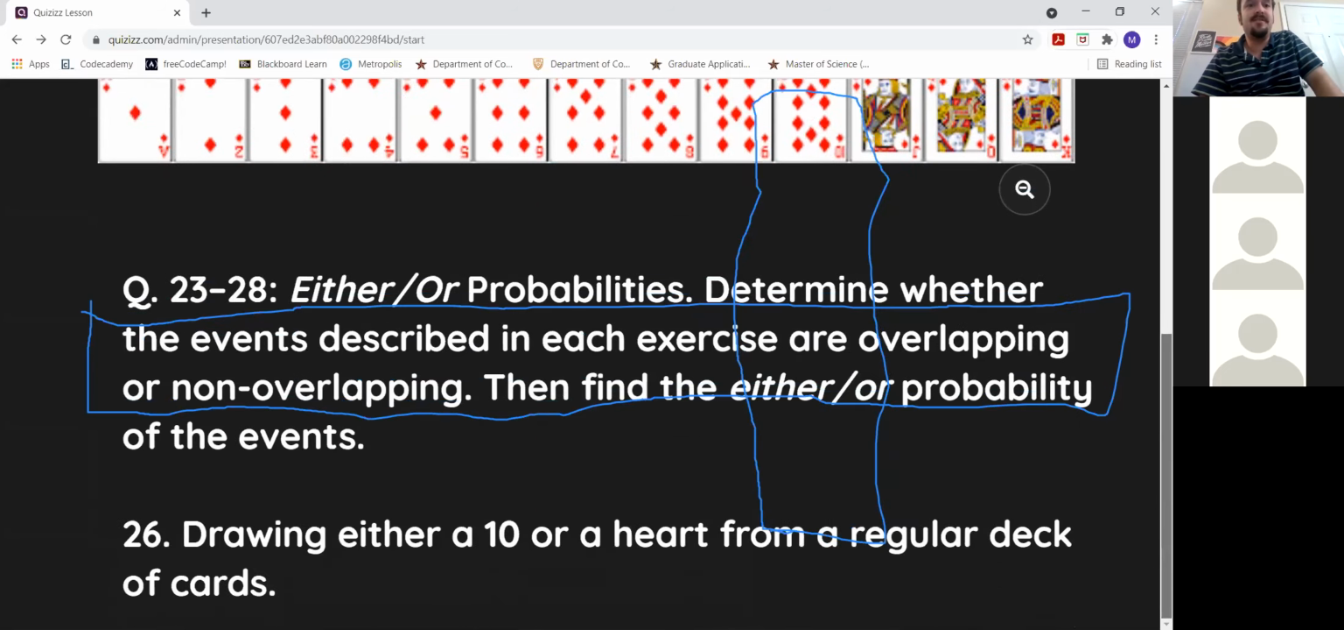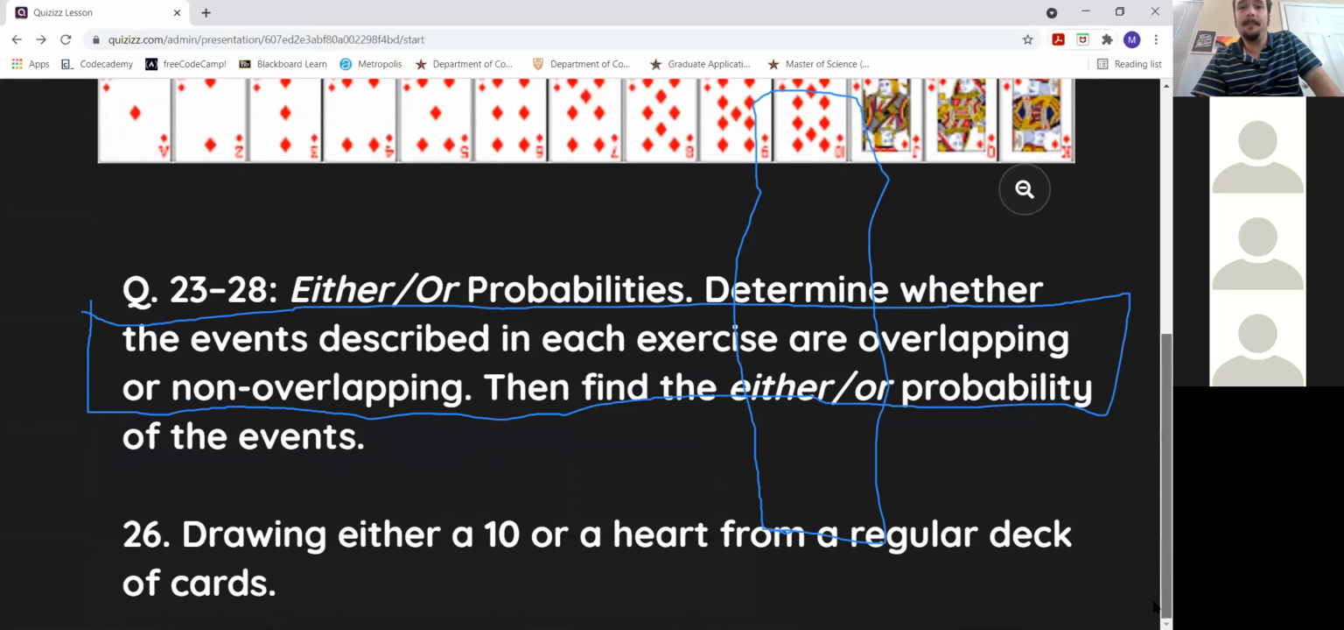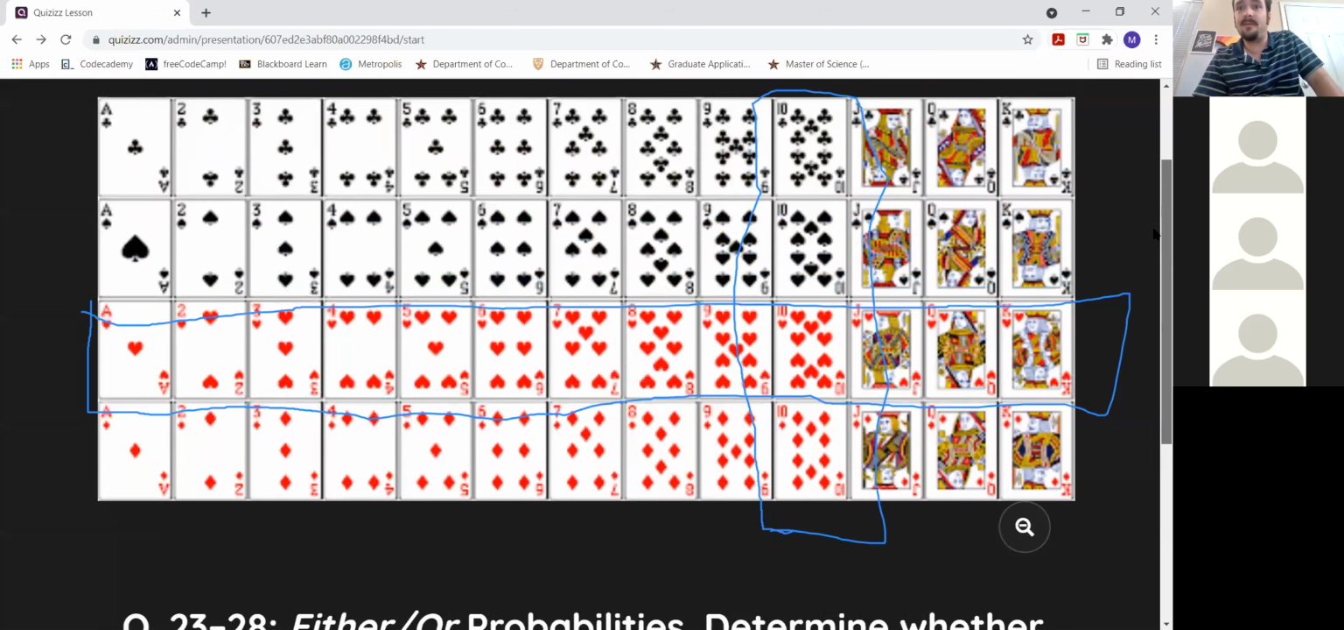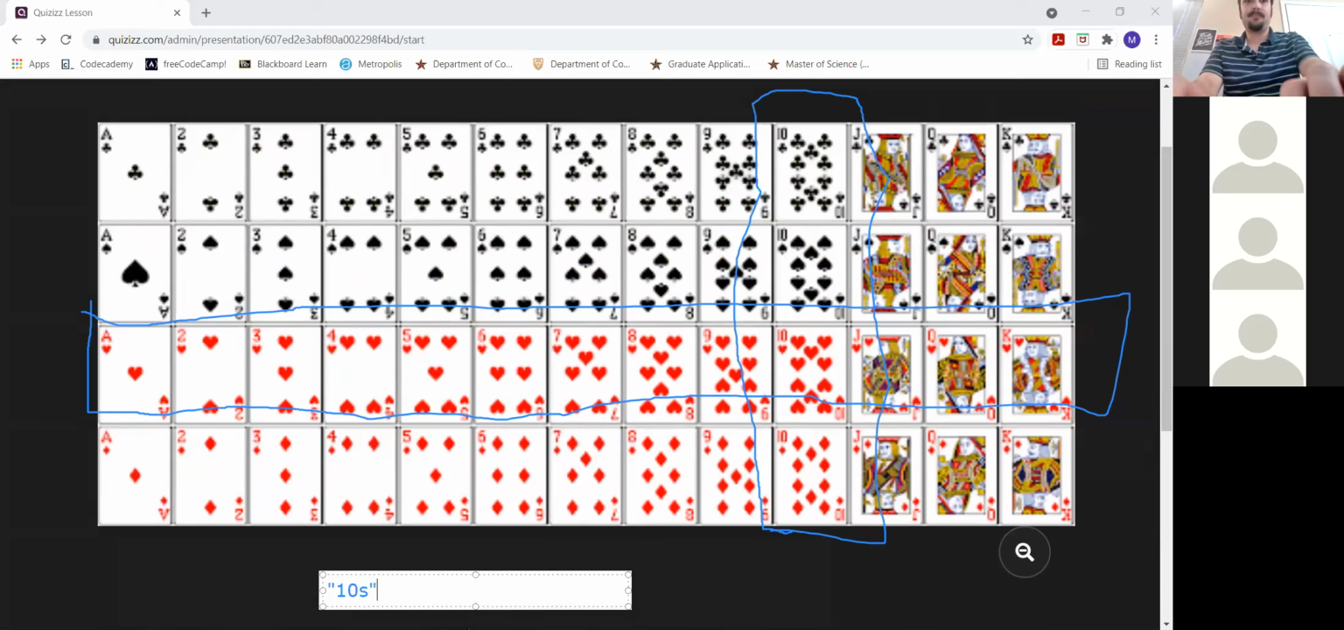Okay. So this is an overlapping set. It is going to be a little bit different. We want to draw a 10 or a heart from a regular deck of cards. So let's talk a little bit about this. Maybe we want to draw a 10 or a heart. So I want to draw 10s or hearts.